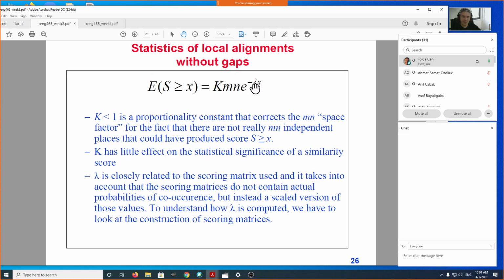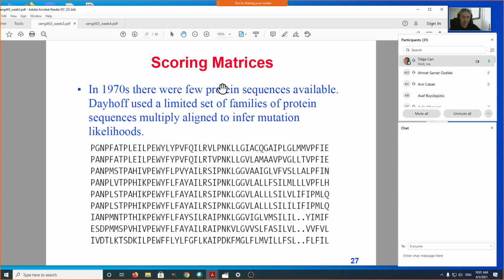And this lambda, we started talking about this the last time, and we said that it's closely related to the scoring matrix used. So for different scoring matrices, different lambda values are used. This is just a constant for a specific scoring matrix. In order to understand how it's computed, we had to look at what the scores in scoring matrices mean.